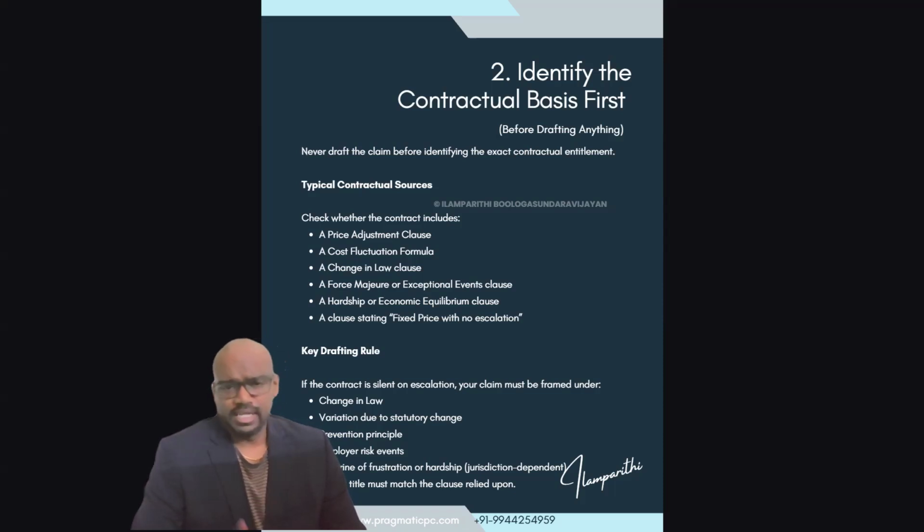So what is the key drafting rule? If the contract is silent on escalation, and that is where most bespoke contracts are silent, your claim must be framed under either change in law, variation due to statutory change, prevention principle, employer risk events, or doctrine of frustration or hardship. It depends on the jurisdiction. Your claim title must match the clause relied upon.